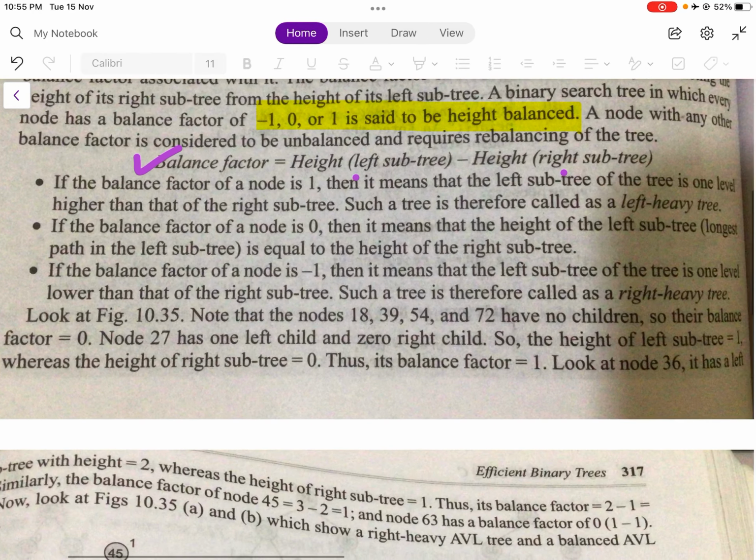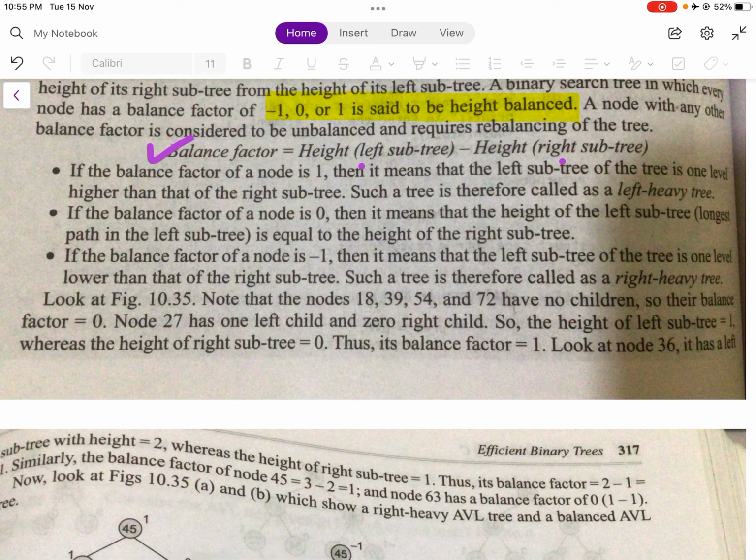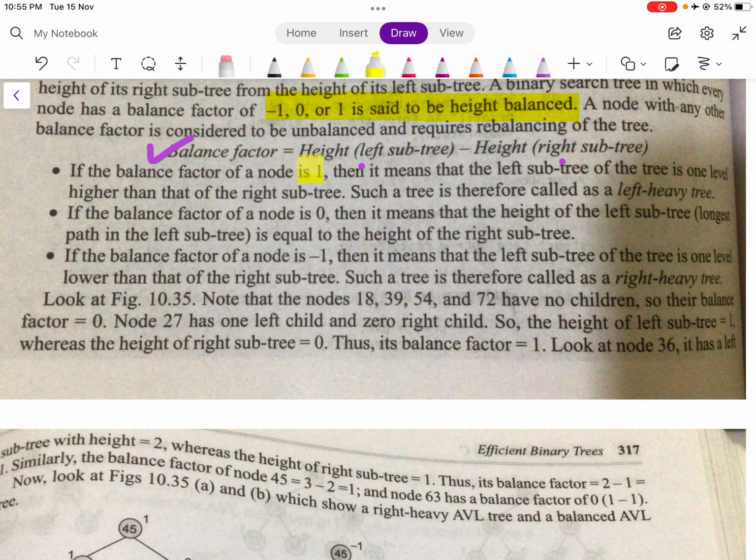If the balance factor of the node is 1, then it means that the left subtree is one level higher than the right subtree. So if the balance factor is 1, that means the left is one level higher than the right. Such a tree is called a left-heavy tree. If the balance factor of the node is 0, that means the height of the left subtree is equal to the height of the right subtree. If the balance factor of the node is -1, that means the left subtree is one level lower than the right subtree. Therefore, it is called a right-heavy tree.